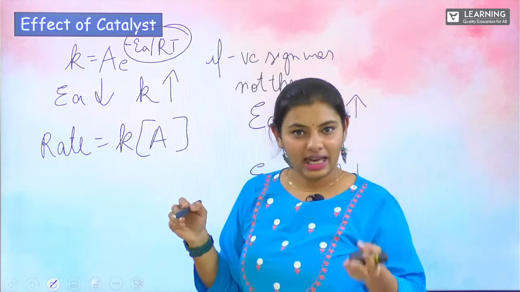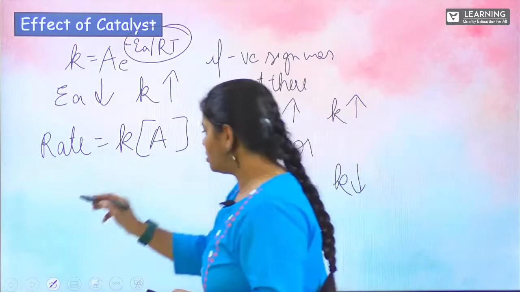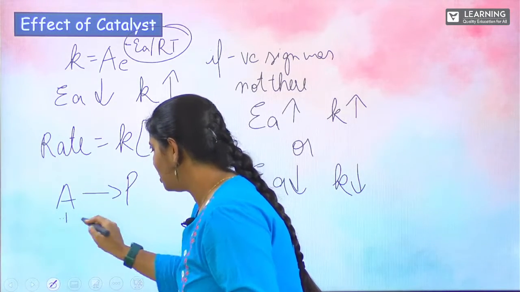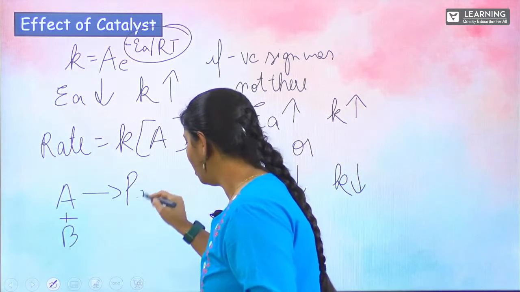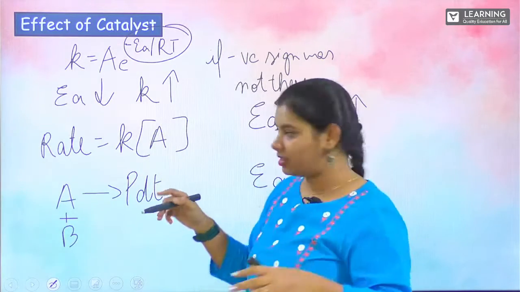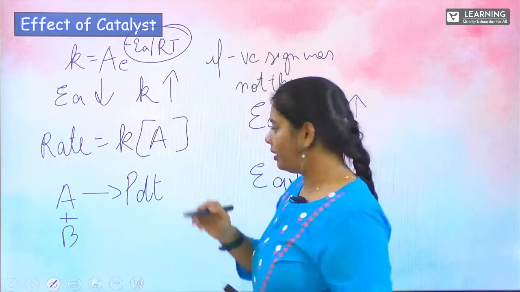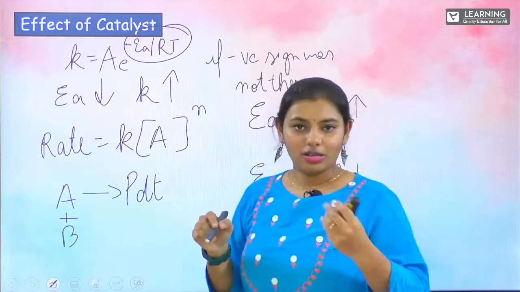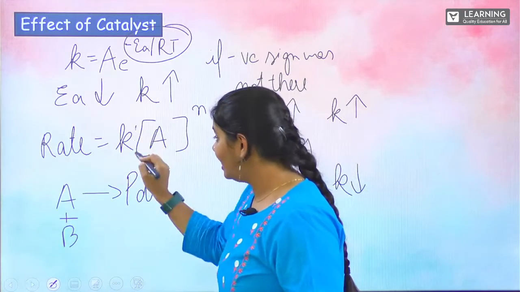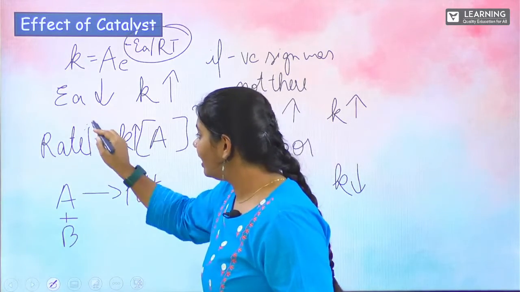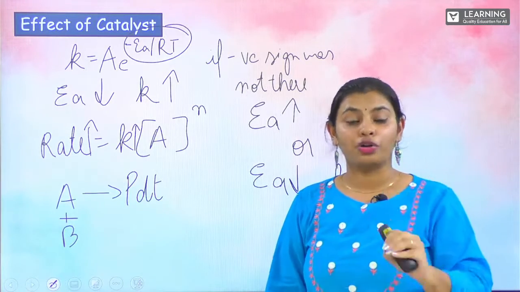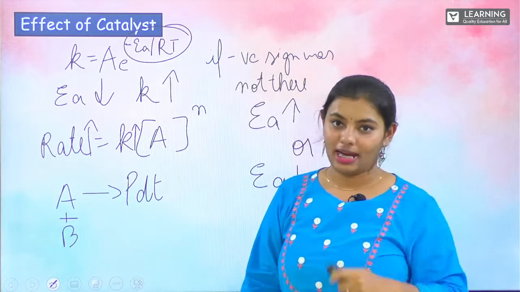Okay, if we are taking any reaction A forming the product, so if I'm taking the reaction A plus B, which gives the product, I can write over here the rate of the reactant. I'm just taking one particular reactant, and the order can be any order for this matter. Here we can see as K increases, our rate also increases. This is how the catalyst is going to affect the rate of the reaction.